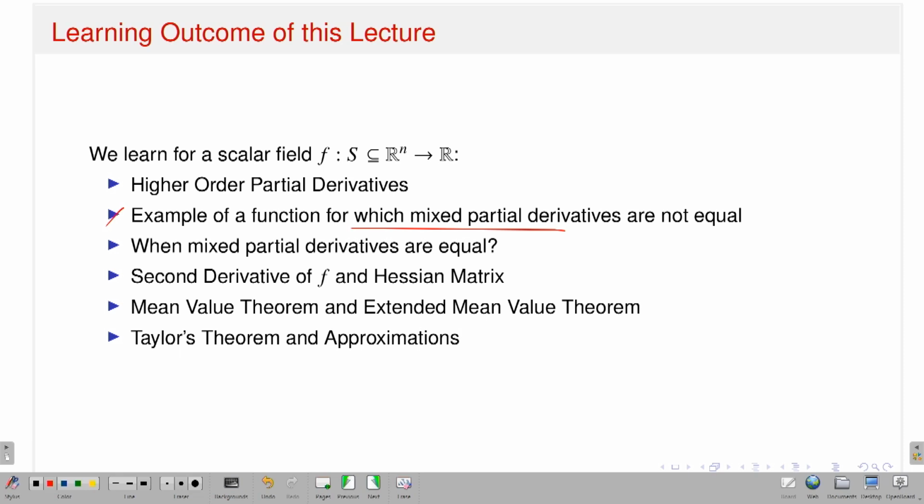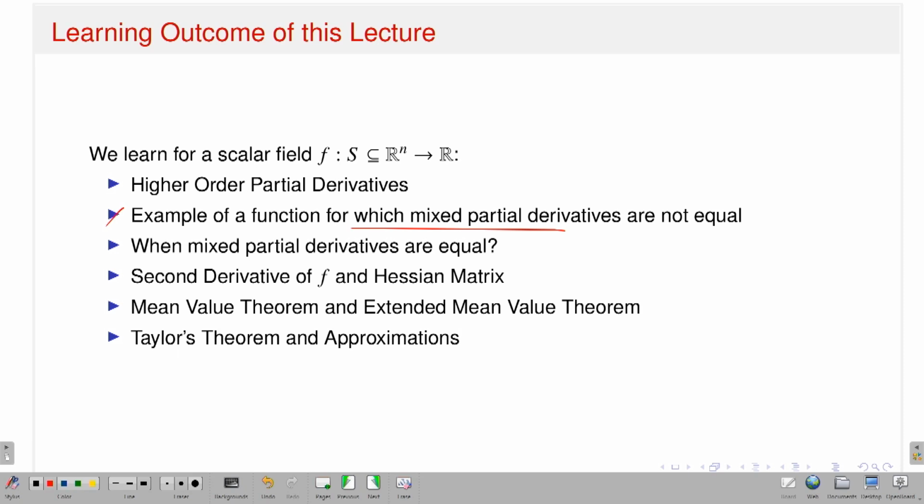I will introduce the notion of mixed derivatives, which I think I have introduced in my earlier lecture as well. And then I will talk about one example where you will see that mixed derivatives are not equal at some point. So, the question is when I can say that the mixed partial derivatives are equal. There are some sufficient conditions that I will also talk about. I will give some sufficient conditions and show that yes, if this is true, then the mixed derivatives are equal.